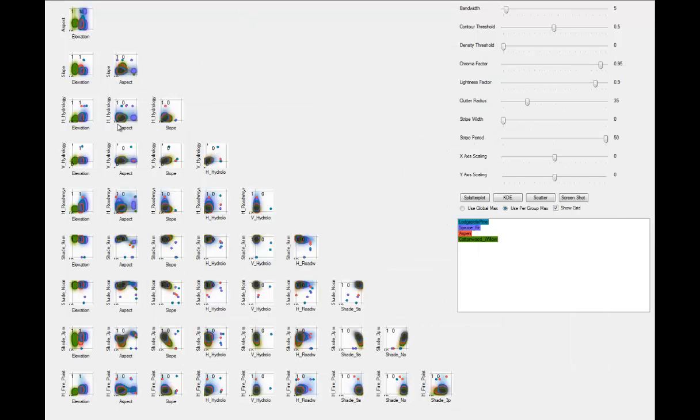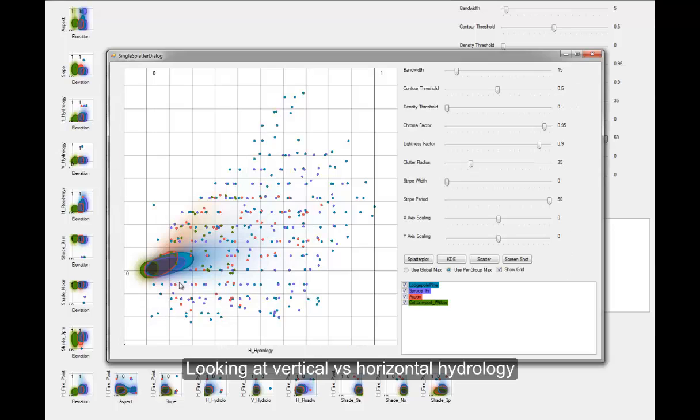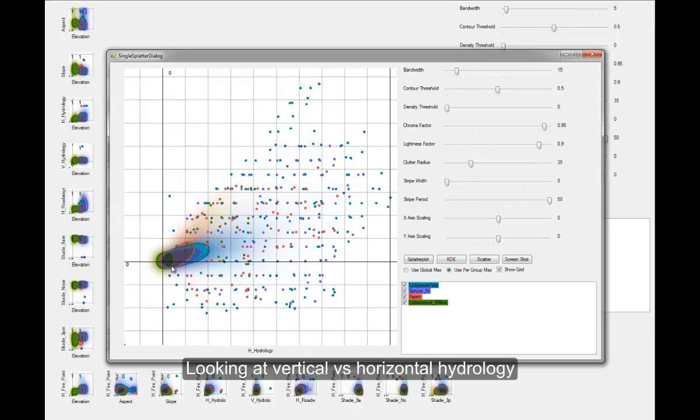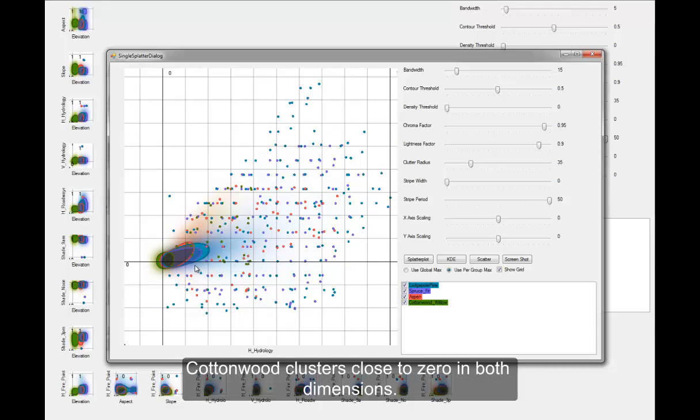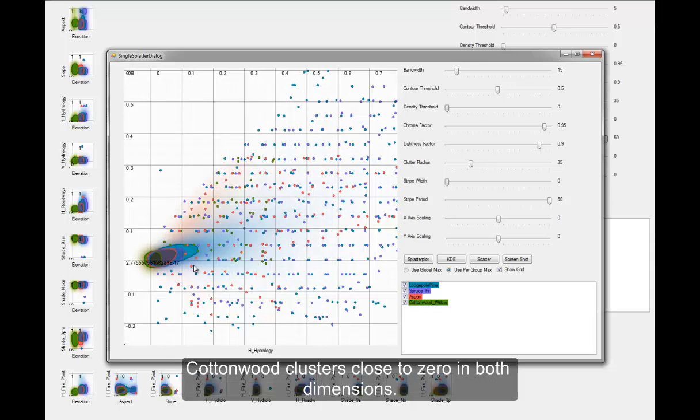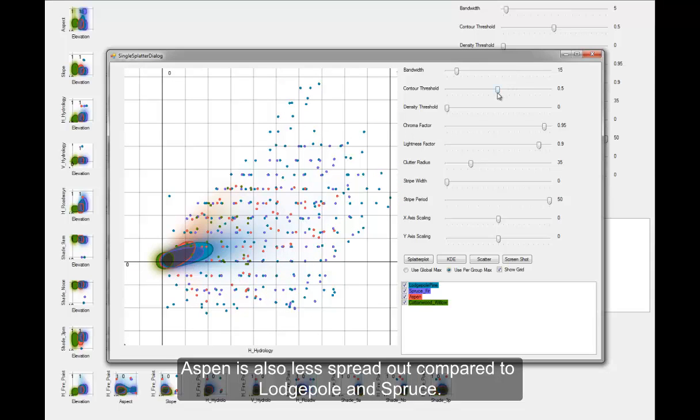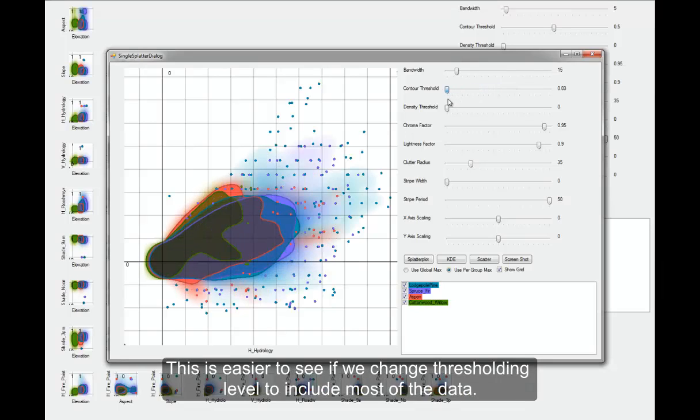Let's take a look at the vertical versus horizontal hydrology plot. Here we can see that cottonwood especially clusters close to 0 in both dimensions. We can also see that aspen is less spread out than lodgepole or spruce. This becomes even more clear if we change the threshold parameter to include most of the data.